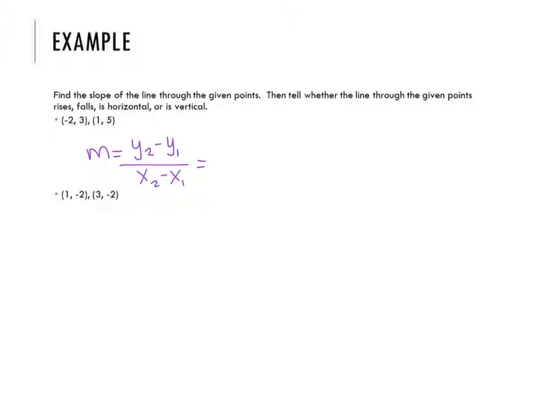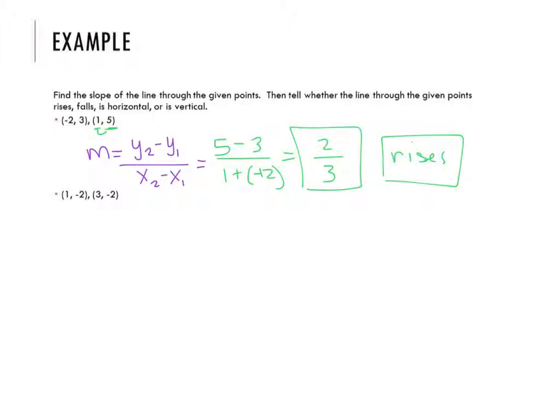Y2, I'm going to make be 5, so minus y1 would be 3, over x2. If I picked 5 first for my y's, I have to pick 1 first for my x's. Minus a negative 2. That is 2 over 3, which is positive. So this one rises. The other one, again, I'm going to use my slope formula.